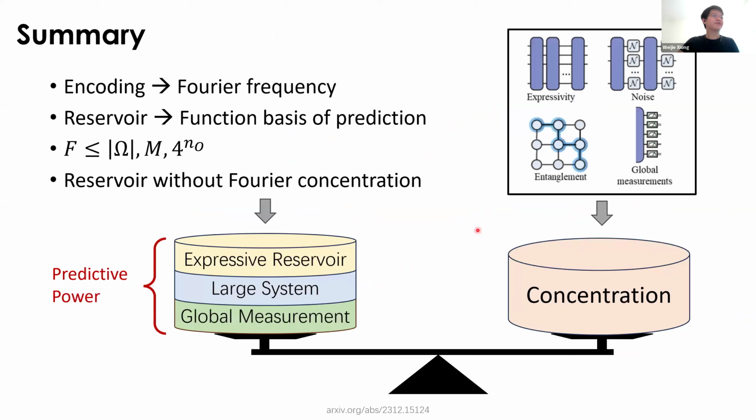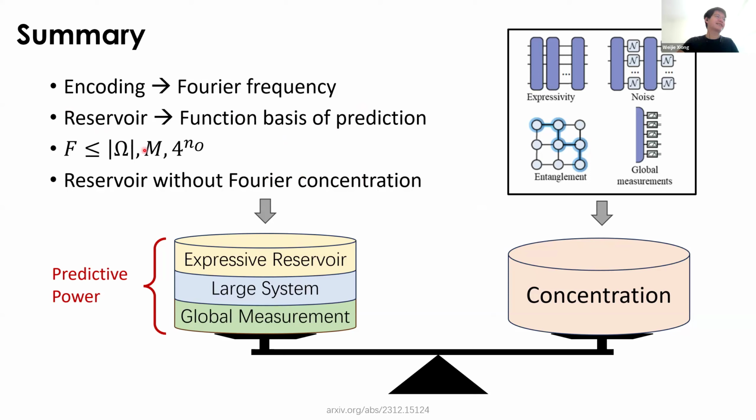So let me now summarize our results. We discussed the expressivity and controllability as well as exponential concentration. Motivated by this, we did the Fourier decomposition, and we found that the encoding is crucial. They are fully determined by the Fourier frequencies. And the role of the reservoir can be considered as a kind of source of inductive bias. Different reservoirs will provide you different function bases, and based on this, you will get the prediction.